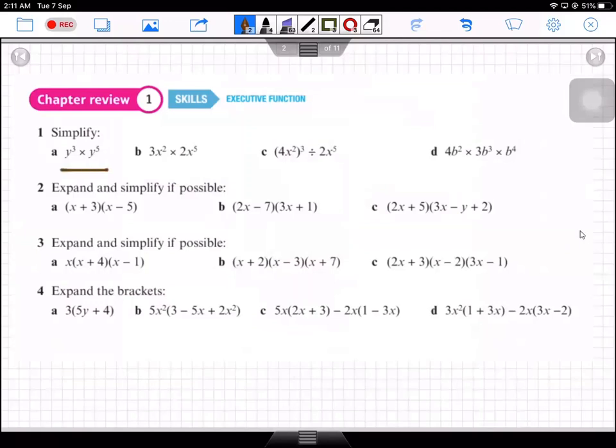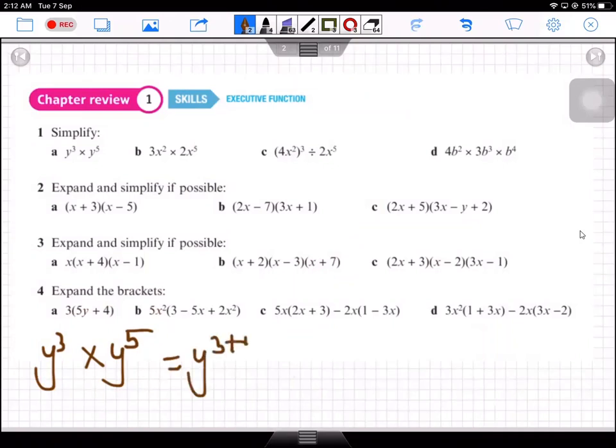Part A is y cubed multiplied by y raised to the power 5. Since the bases are the same and the terms are being multiplied together, the powers will be added. So y raised to the power 3 plus 5 is y raised to the power 8.